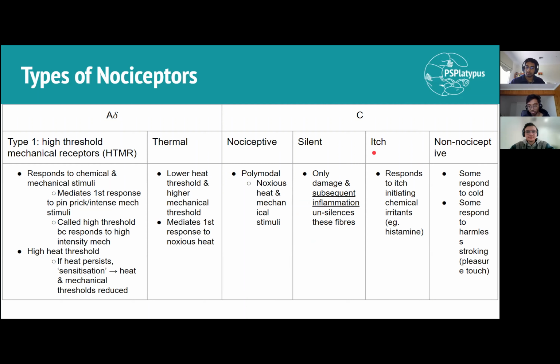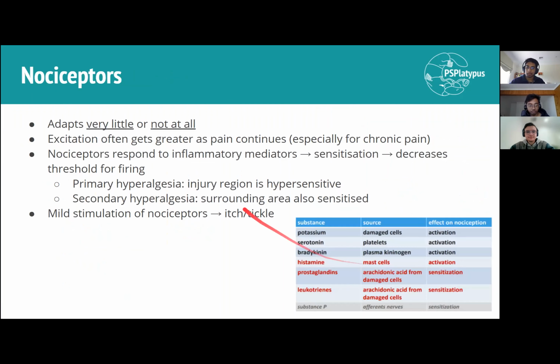With itch, we're not talking about nociceptors anymore. It's just for your knowledge that C fibers also mediate itch, with regards to chemical irritants like histamine, and then non-nociceptive stimuli like cold and harmless stroking, like the pleasure touch. A bit more about nociceptors.